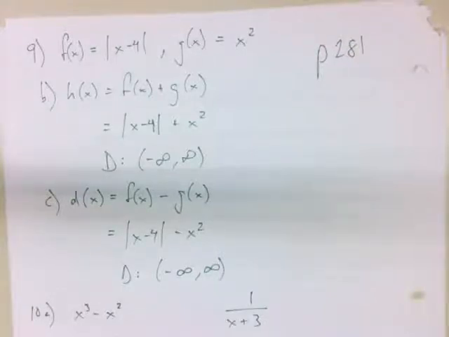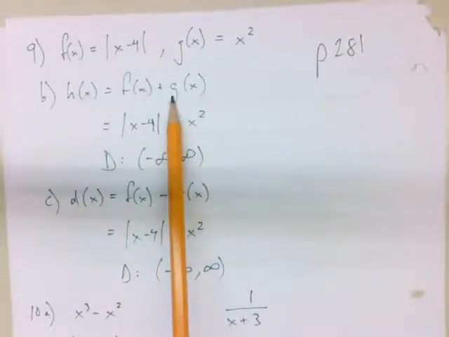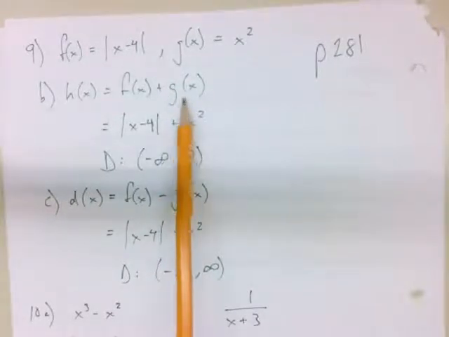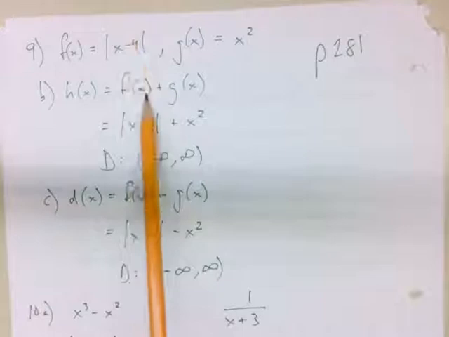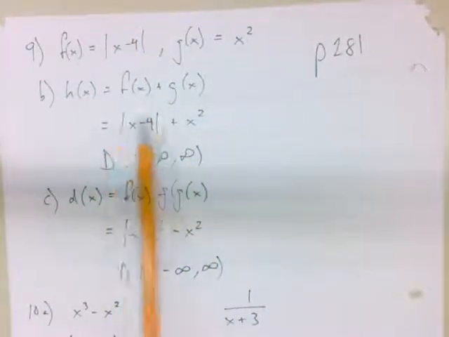Find the question. It says, given h of x equals f of x plus g of x, write an explicit equation for h of x, then determine domain and range. So in other words, we just got to add these two. F of x equals this, g of x equals that. Done. We can't combine any further because of these absolute value symbols.